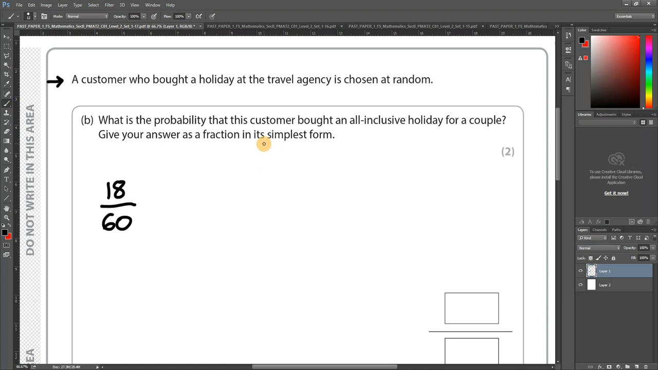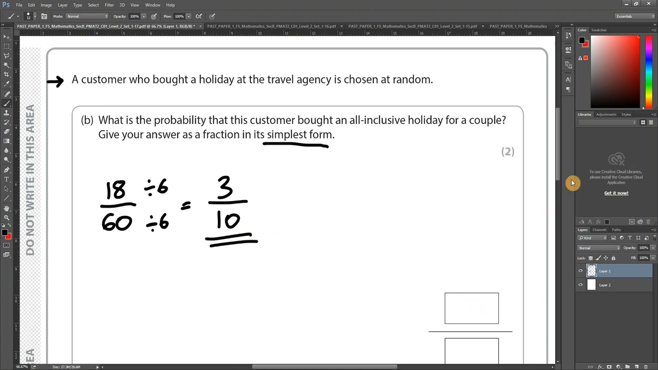And all I have to do is simplify it. So don't give this as your final answer, we just have to simplify it. Could do it on a calculator, you just type in 18 over 60, and it'll simplify it for you. Or you can do it manually. You could divide both top and bottom by 6, and you get 3 over 10 for your answer.